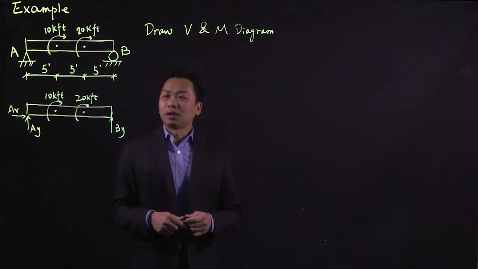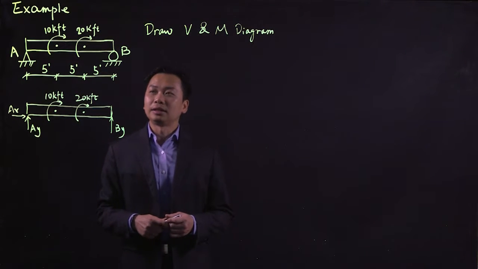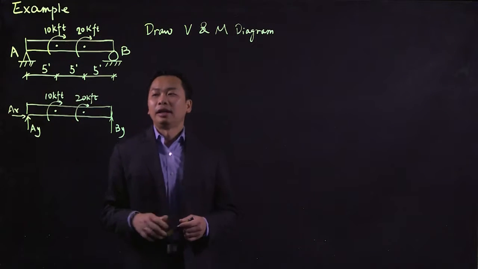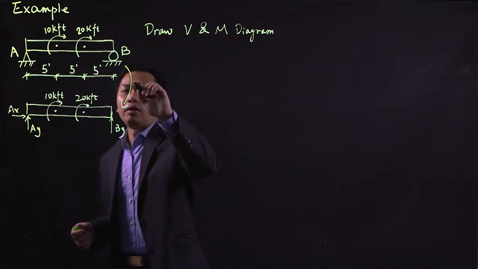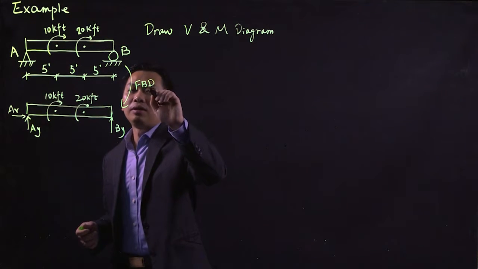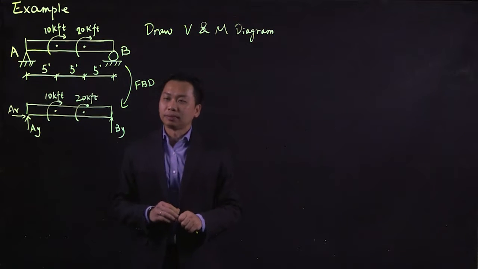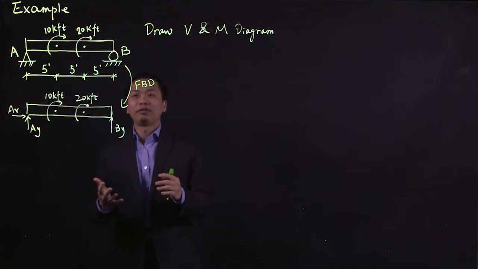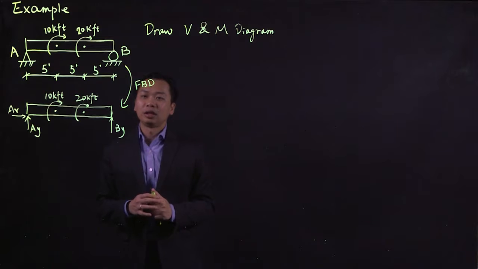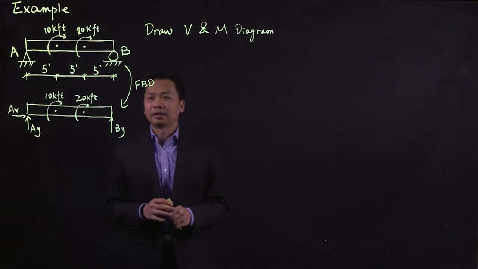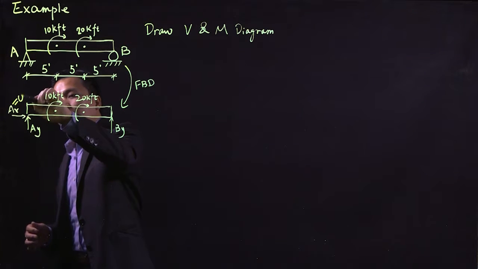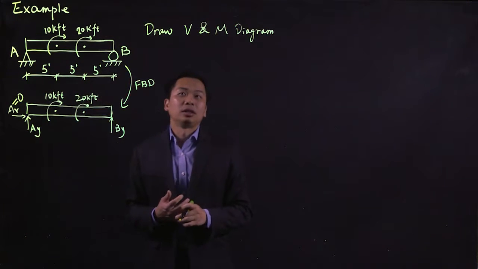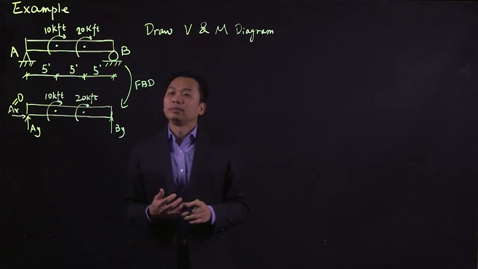Before you can do so, the first thing you need to do is to remove the support and replace it with the reaction force, meaning you're actually drawing a free body diagram for this structure. With that, we're trying to figure out what the reactions AY, BY, and AX are. Since we don't have any horizontal force, AX is equal to 0 from our past examples.